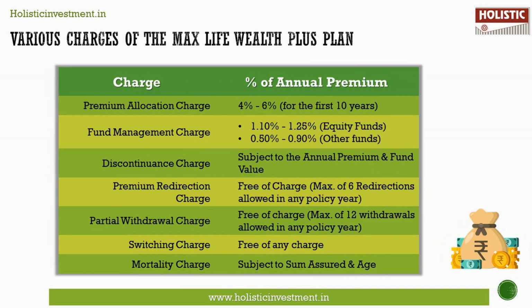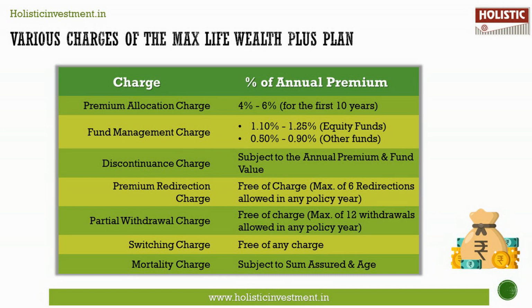As this is a ULIP insurance policy, there are several charges involved in this plan. The first charge is the premium allocation charge. It ranges somewhere between 4 to 6% and you have to pay this for the first 10 years of your policy term, and there is no premium allocation charge after the 11th policy year.